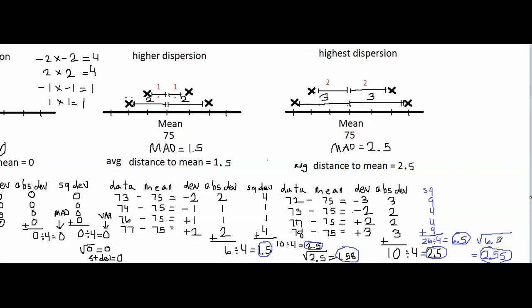Now let's think about why the standard deviation is more commonly used. Well, in today's topic, we'll talk about how if a group of people follow a normal distribution, then it's actually possible to predict how many people will fall between one standard deviation below the mean and one standard deviation above the mean.